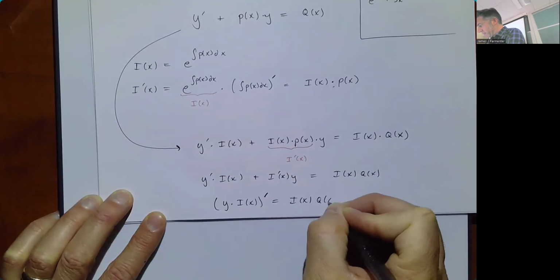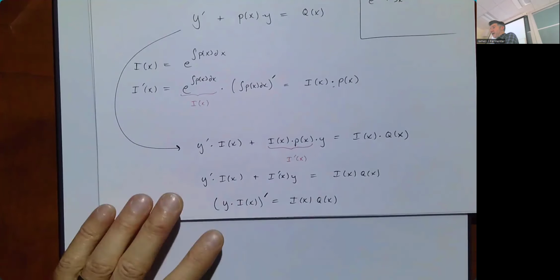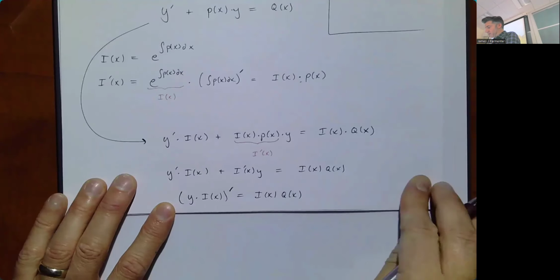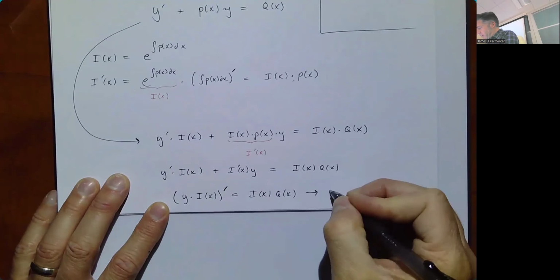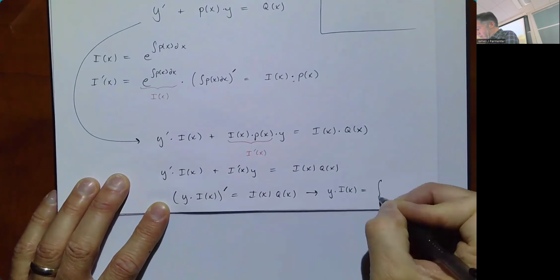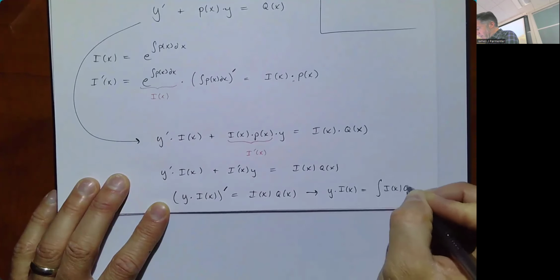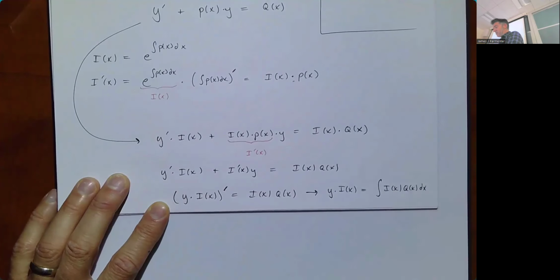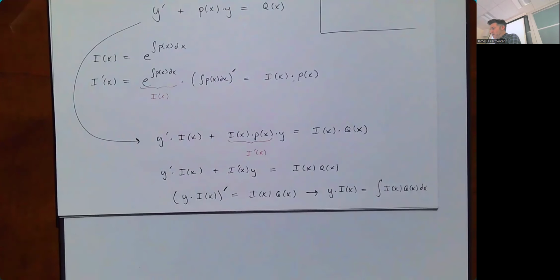I wish I had a little bit more space on this piece of paper. And then we anti-differentiate both sides, to get y times I of x equal to the integral of I of x times q of x. And finally, we divide both sides by I of x.